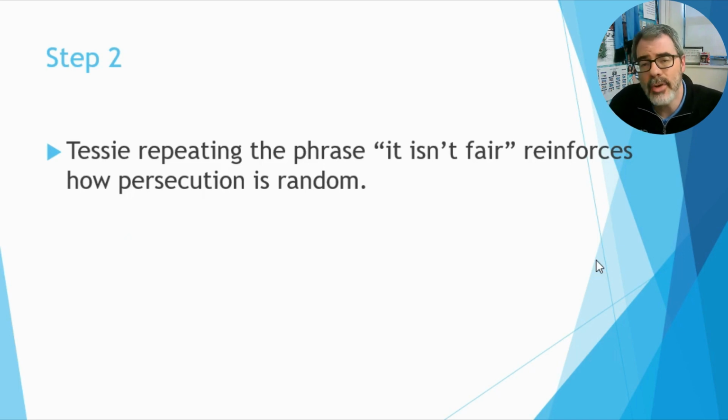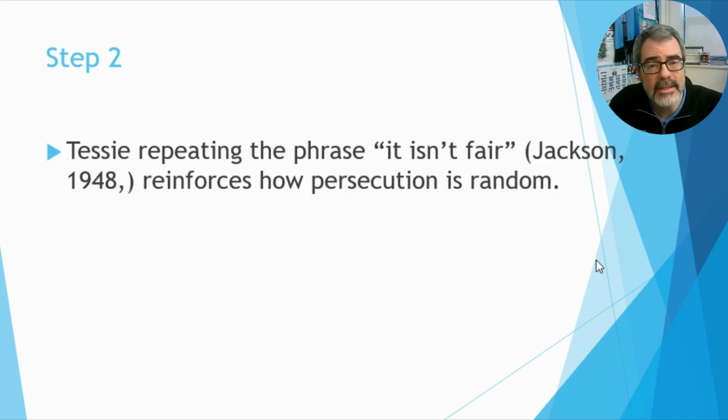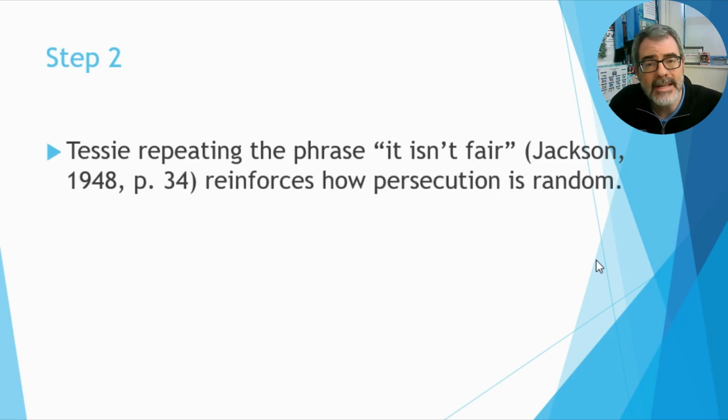Now go to the sentence that has your evidence. After the quotation mark, enter parentheses. Inside the parentheses, enter your author's last name with a comma. After that, enter the publication year with a comma. And then after that, enter the letter P with a period, as well as the page number.